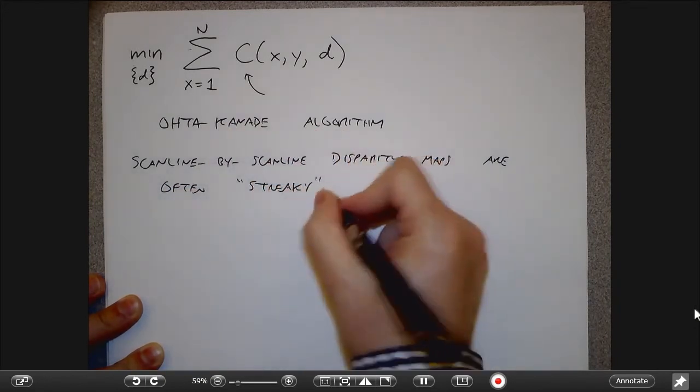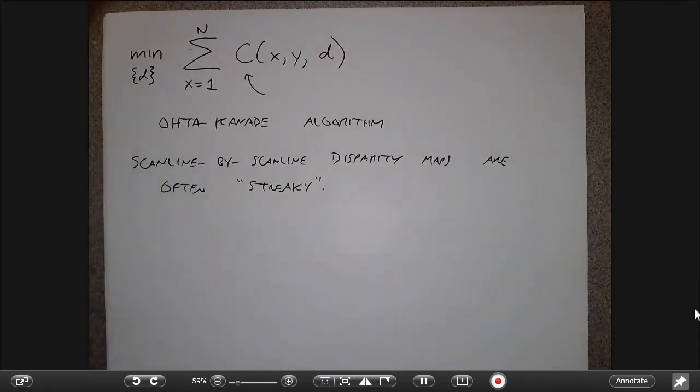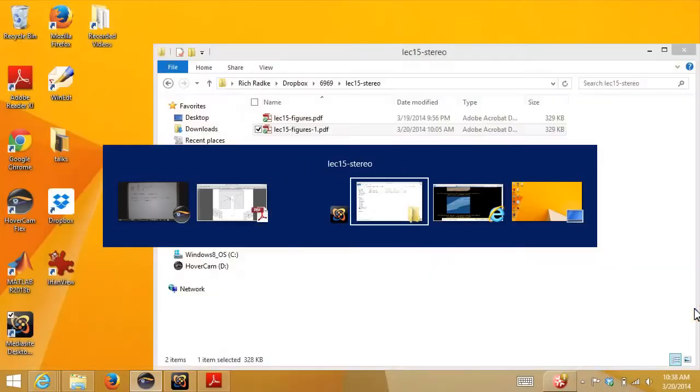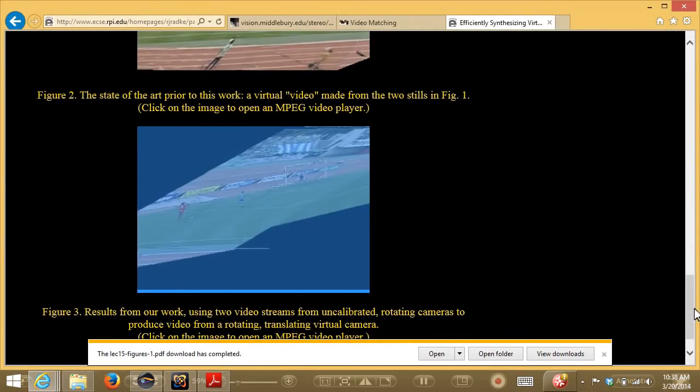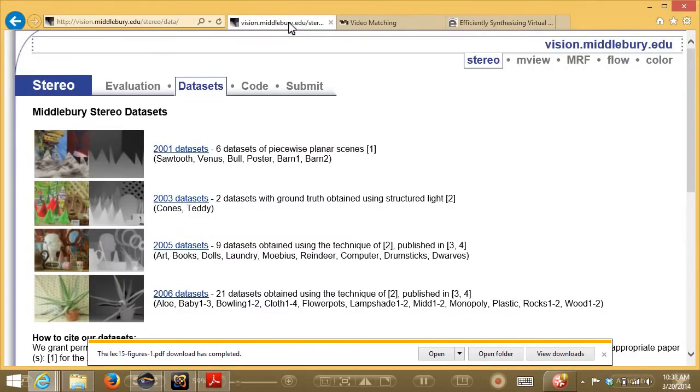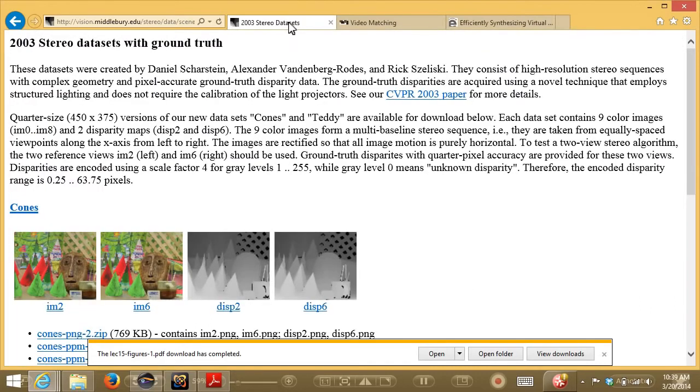And let me see if I can find an instance of that. So at Middlebury, I keep coming back to these Middlebury data sets because they've done so much in the way of benchmarking computer vision algorithms. So here is the Middlebury stereo evaluation database, where if you look at the kinds of data sets, they provide stereo pairs with known ground truth.